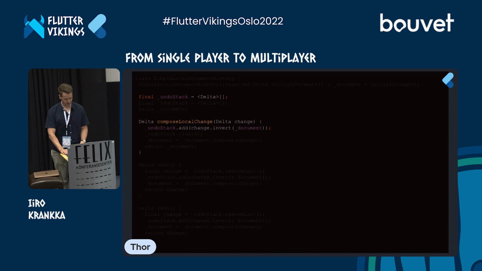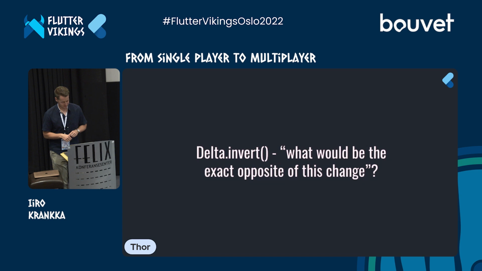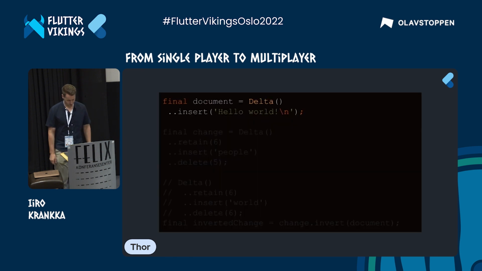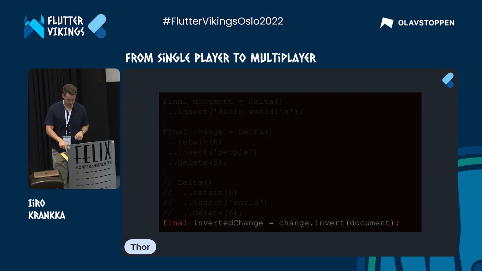And what is an inverted version of that? Let's speed run to that. There's this utility method called delta.invert, which gives us the complete opposite of this change. So if we have this document "hello world", and a change that makes the document into "hello people", we can say change.invert, and then we get something that will bring "hello people" back to "hello world".